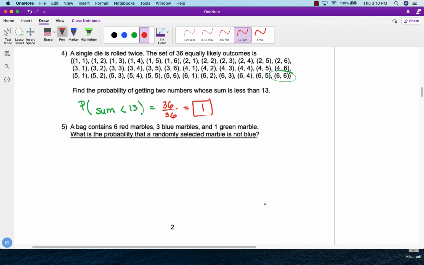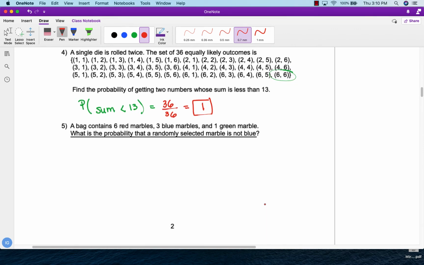Oh, yay, marbles. Okay, we have a bag with marbles of different colors. So we have 6 red, 3 blue, and 1 green. It says, what's the probability that you randomly select a marble that is not blue? Marble that is not blue. Okay, so probability of not blue.